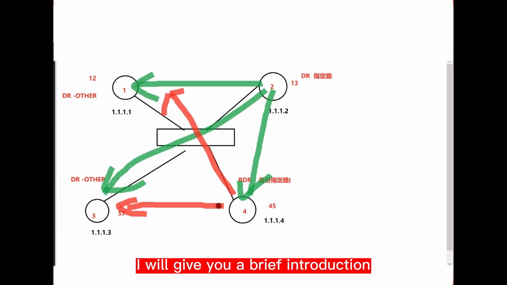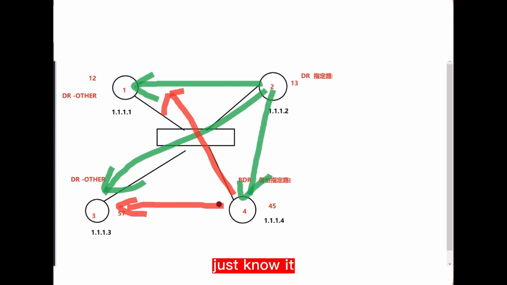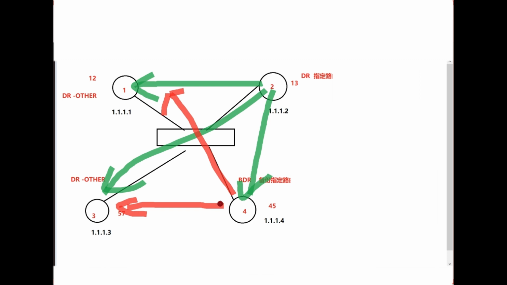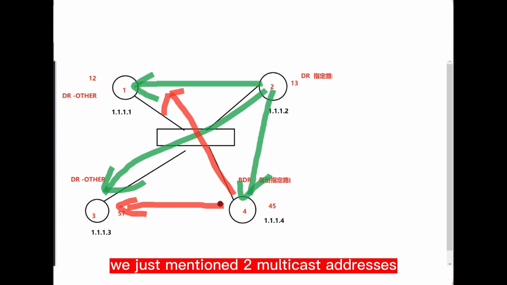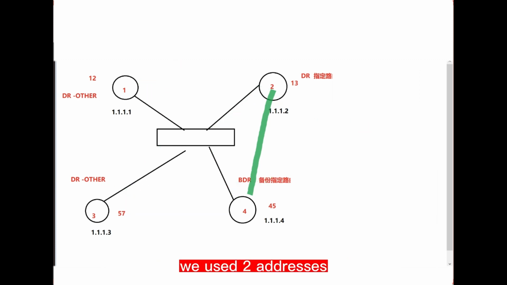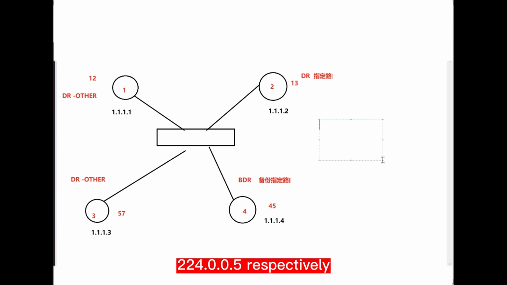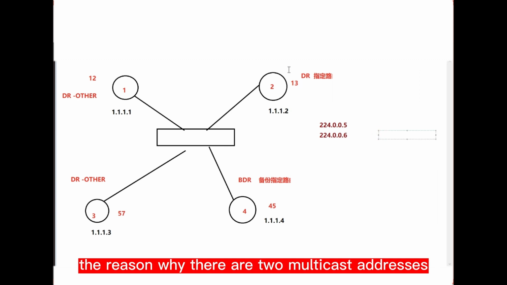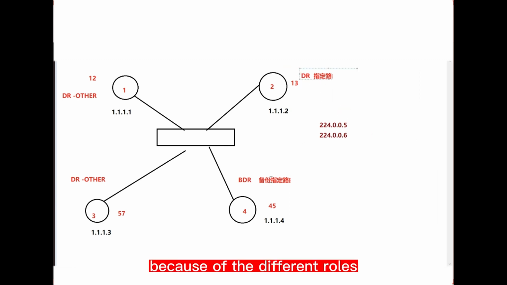I will give you a brief introduction. This is not very important to us at this stage, just know it. When the devices finally synchronize, how do they go about it? We just mentioned two multicast addresses. OSPF is a multicast update. We used two addresses, 224.0.0.5 and 224.0.0.6. The reason there are two multicast addresses is the different roles.